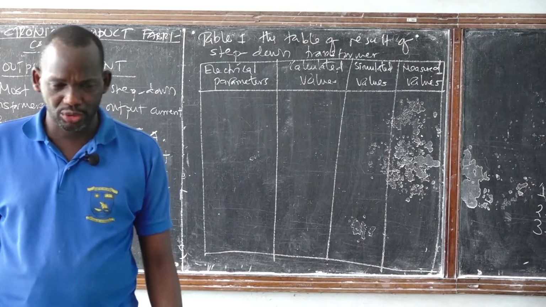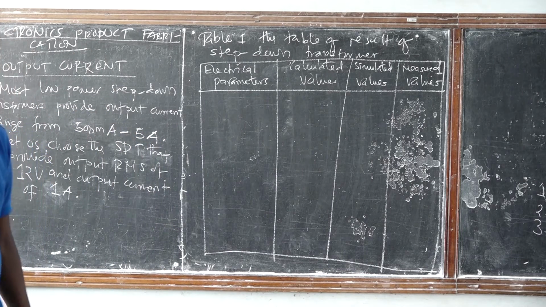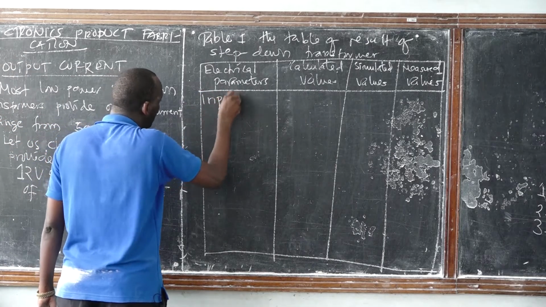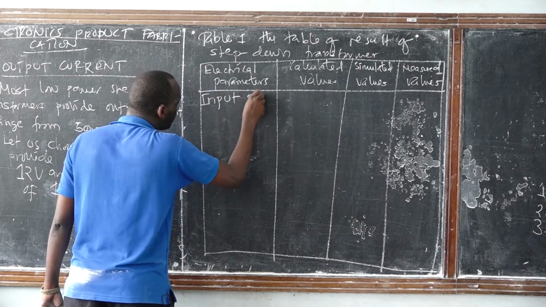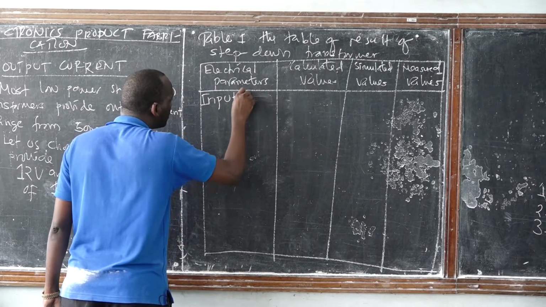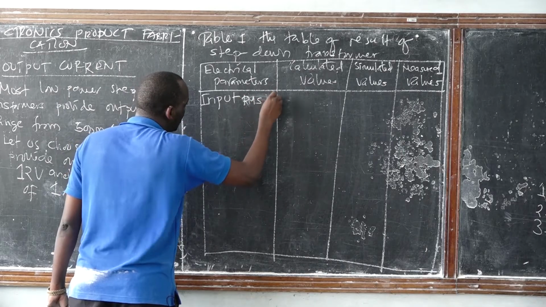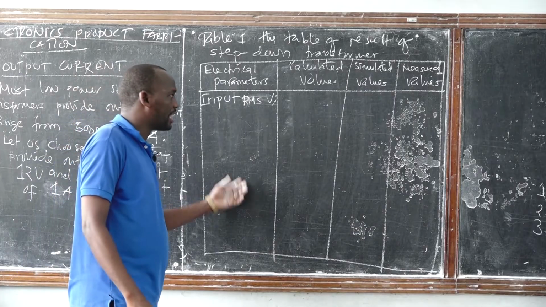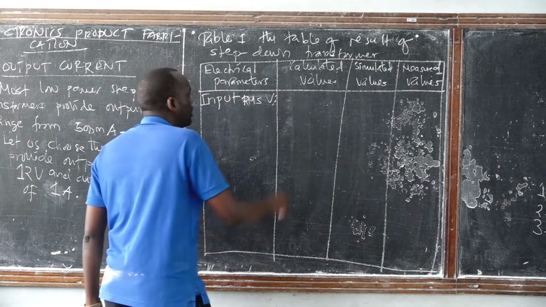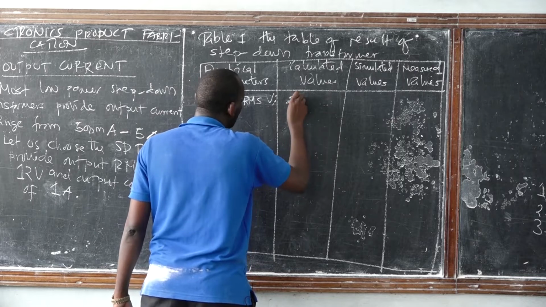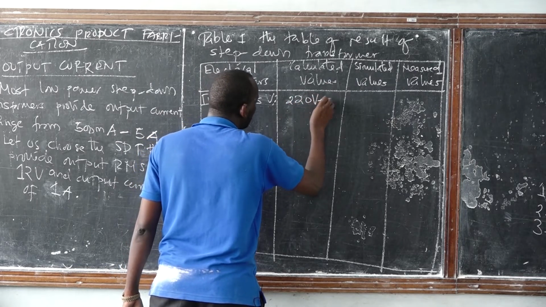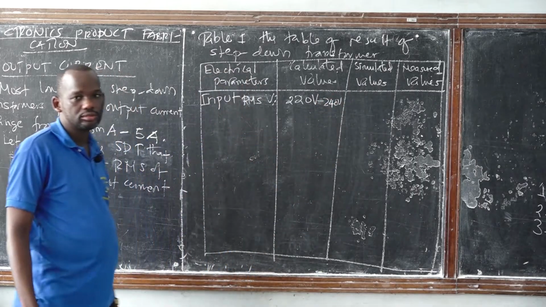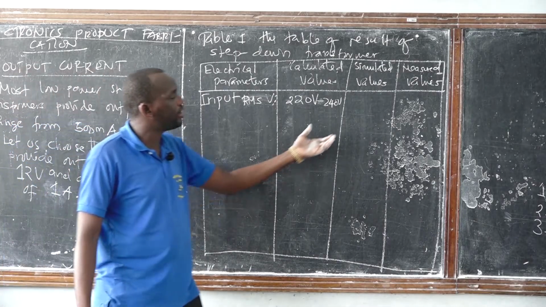The first parameter is what? Electric parameter is what? Anastasia is not in the class. Input what? Root mean square what? Root mean square voltage. What are the calculated values? So this is calculated by what? By the manufacturer. We said it's what? 220 volt. We may choose this one, or we may say that 240 volt. Right? Do we have simulated values?